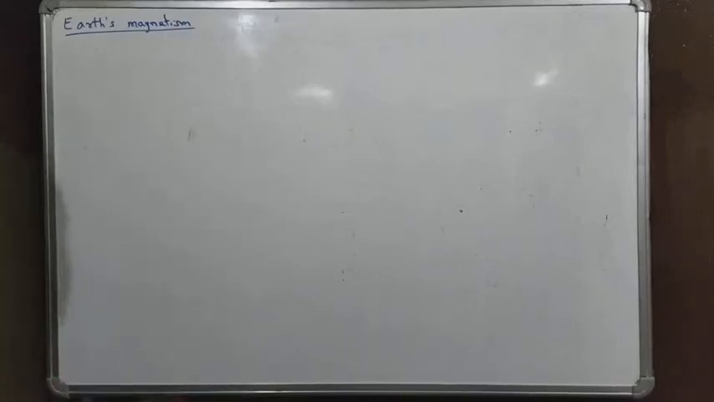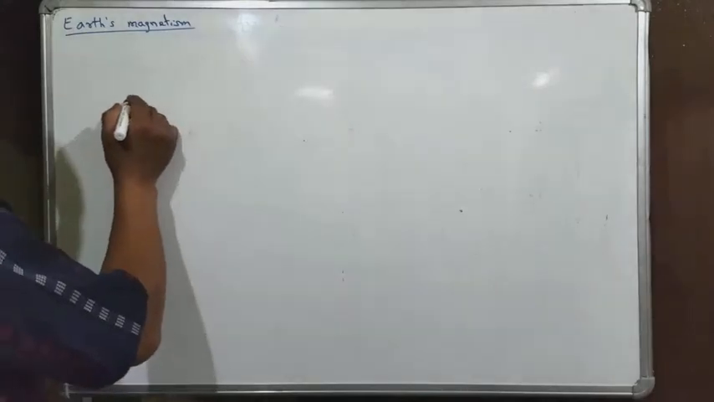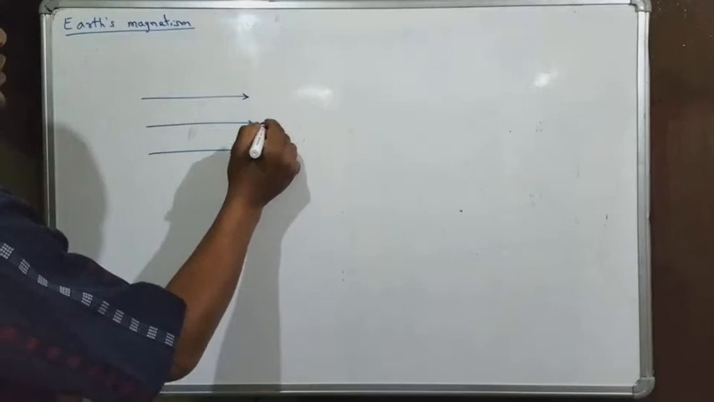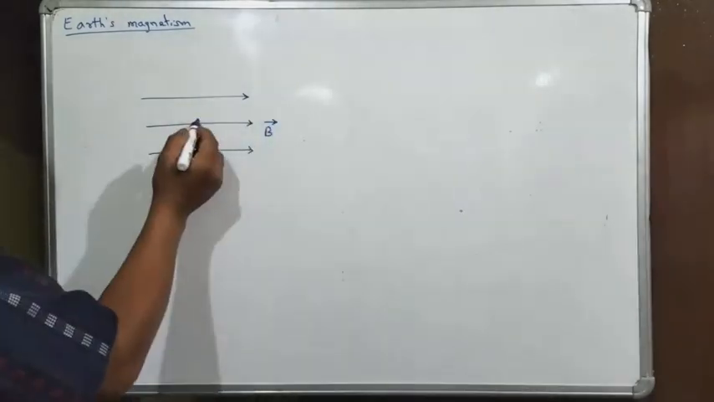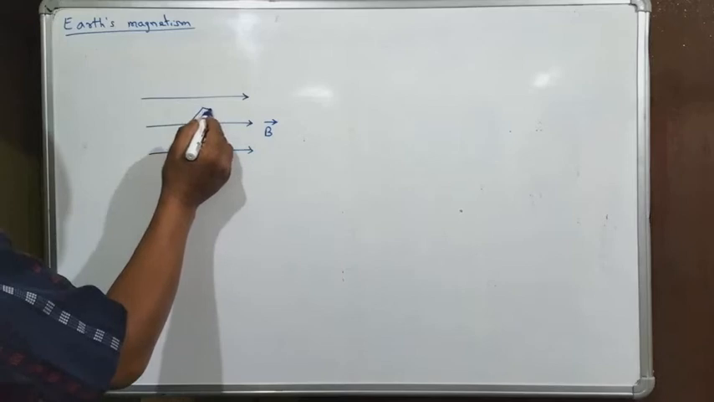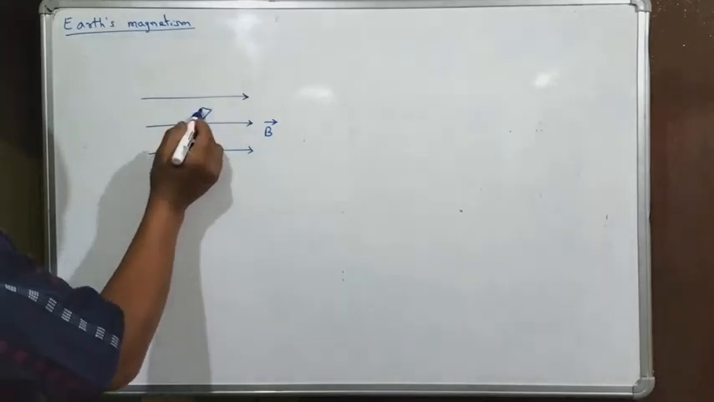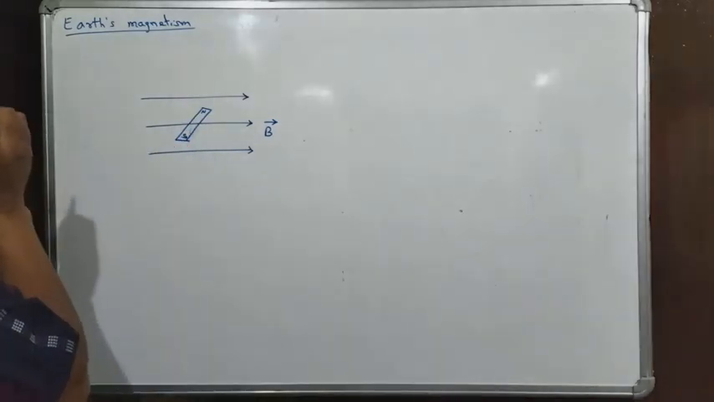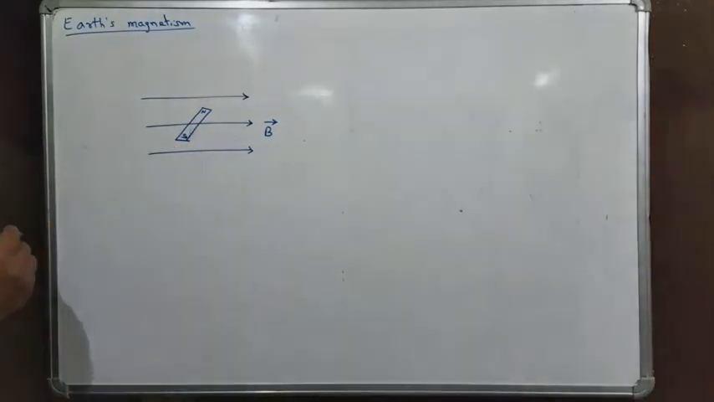Alright, this is a new topic from chapter 5, and in this topic we shall discuss Earth's magnetism. So we have seen in the previous lecture video that if this is a uniform magnetic field, and if I place, let's say, a bar magnet with North Pole at this point and South Pole at this point, then this bar magnet will always experience a magnetic force.